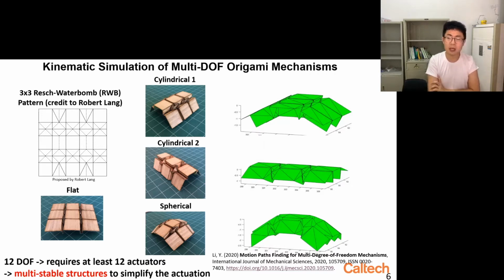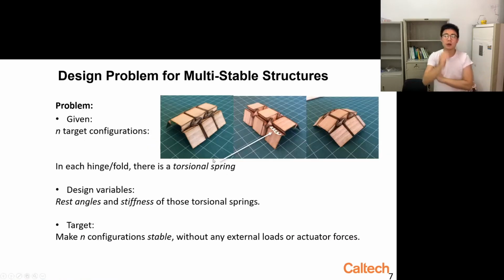Okay, let's think about how is it possible, and if it's possible, then how to do it. So let's frame our problem in a general way, as a design problem. Our problem is this: given n target configurations, these are all prescribed, right? Cylindrical, spherical, flat, or this, given. But now it's a mechanism, right?